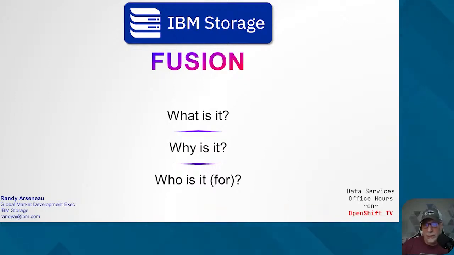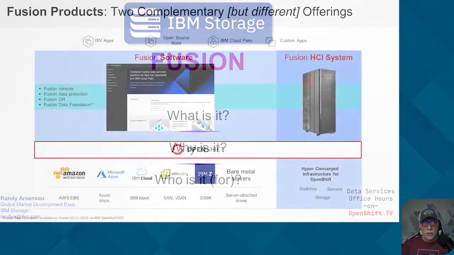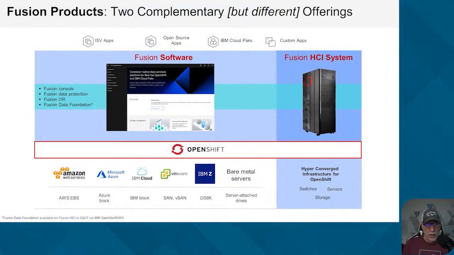So let's go ahead and dive a little bit into what Fusion is. Fusion is a software product predominantly, although it is available in two form factors, both as a software solution as well as a pre-built, pre-integrated appliance. You'll see those two things here. They share some commonality. They have a common console, similar data protection story, similar disaster recovery story, and the same data foundation, which incidentally is OpenShift Data Foundation.